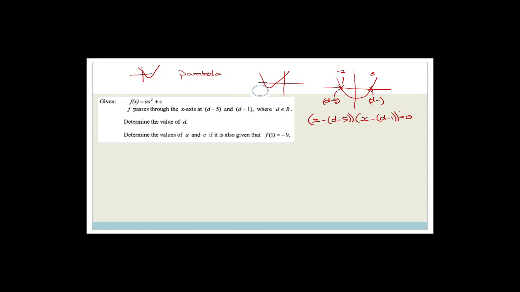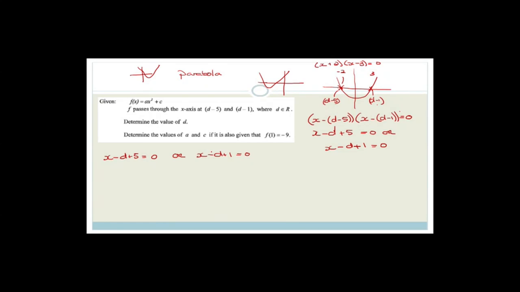Think of it this way. If this is minus 2 and this is 3, do you agree we'd have x plus 2, x minus 3 equals 0? We at least know that because this is going to equal 0 or that's going to equal 0. So in that case, we've got x minus d plus 5 equal to 0, or x minus d plus 1 equal to 0. Do you agree with that? Let me write this out a bit better for you. If we look at the first one, we've got x minus d plus 5 equal to 0, or we have x minus d plus 1 equal to 0.